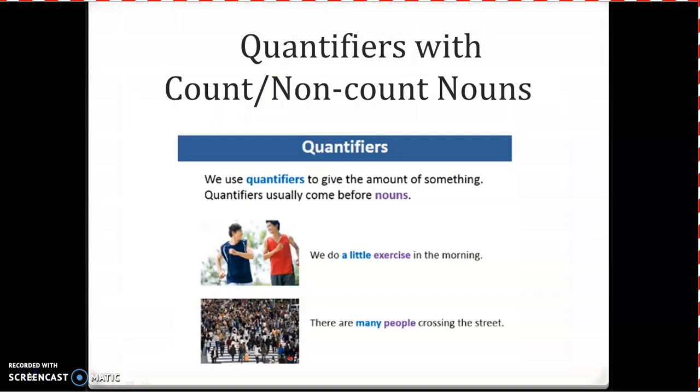Before we begin, let's take a look at the term quantifiers. We use quantifiers to give the amount of something. Quantifiers usually come before nouns. Here are some examples. We do a little exercise in the morning. Here you can see a little is the quantifier and the noun is exercise. In the second example we have, there are many people crossing the street. Many is the quantifier and people is the noun.